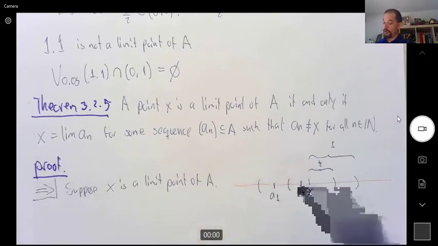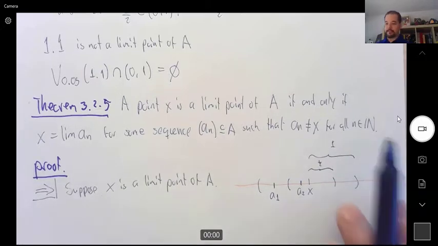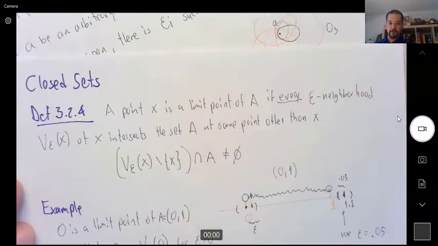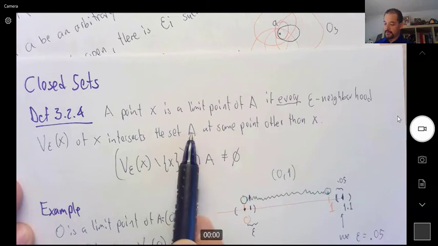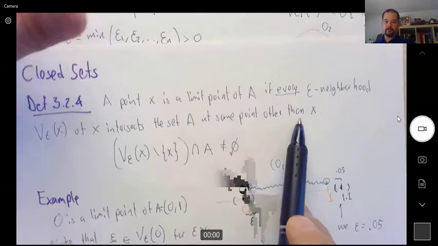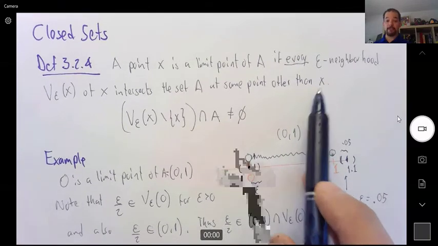And when I pick an element, I've got to make sure that I don't choose X. And that's easy because I have an entire interval, right? That's the case because, by definition, let's go back to the definition. The definition says that I have a neighborhood that intersects A at some point other than X, right? So the intersection is at some point that is not equal to X.